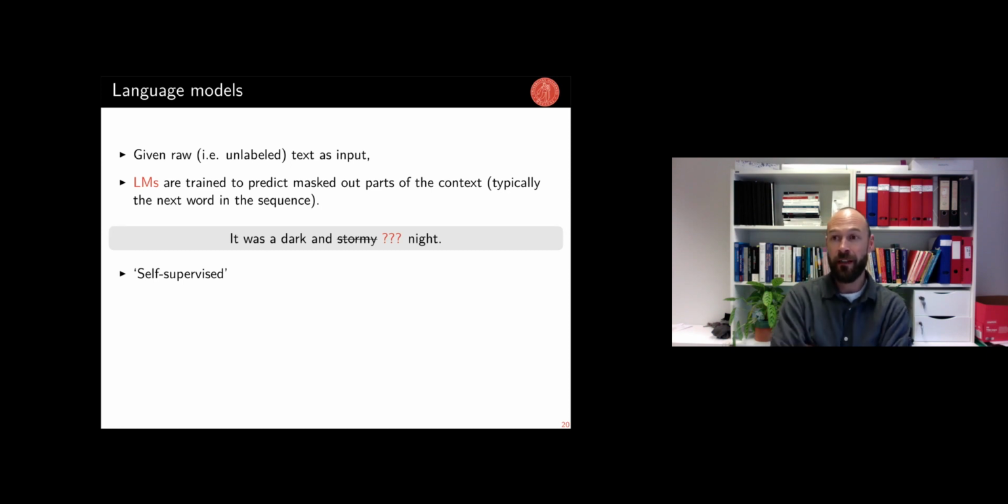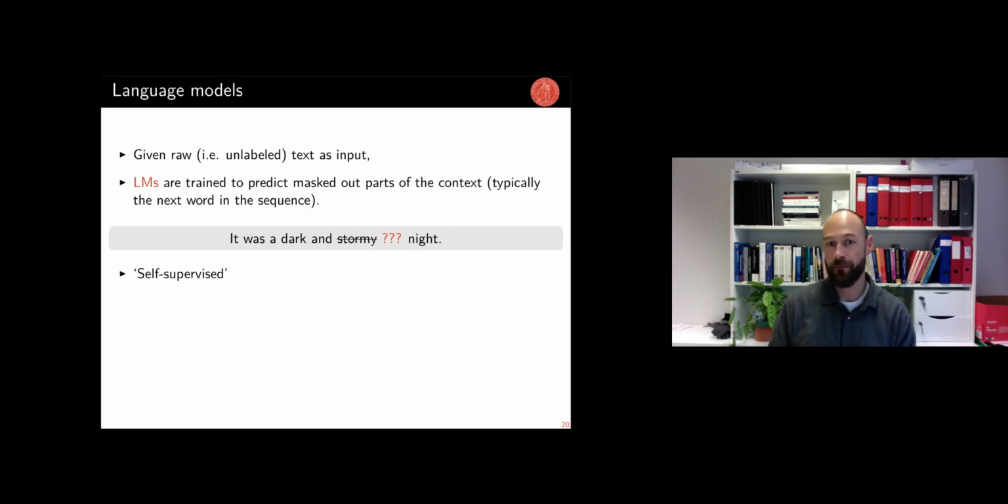A language model in NLP is a model that tries to predict a missing part of the context of an utterance. Traditionally, language models were trained to predict the next word in a sequence. These days, language models are trained more generally to predict different parts of the context that have been artificially hidden from the model. So if you see the sentence, it was a dark and stormy night, we might choose to hide, or what we call mask, the word stormy for the model, and ask the model to try to predict and recover the missing word.